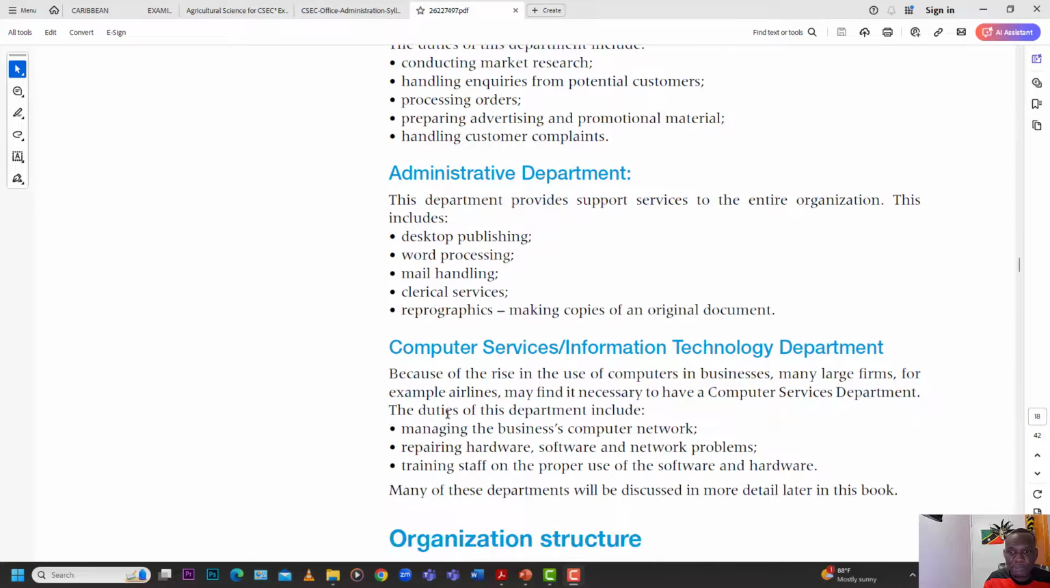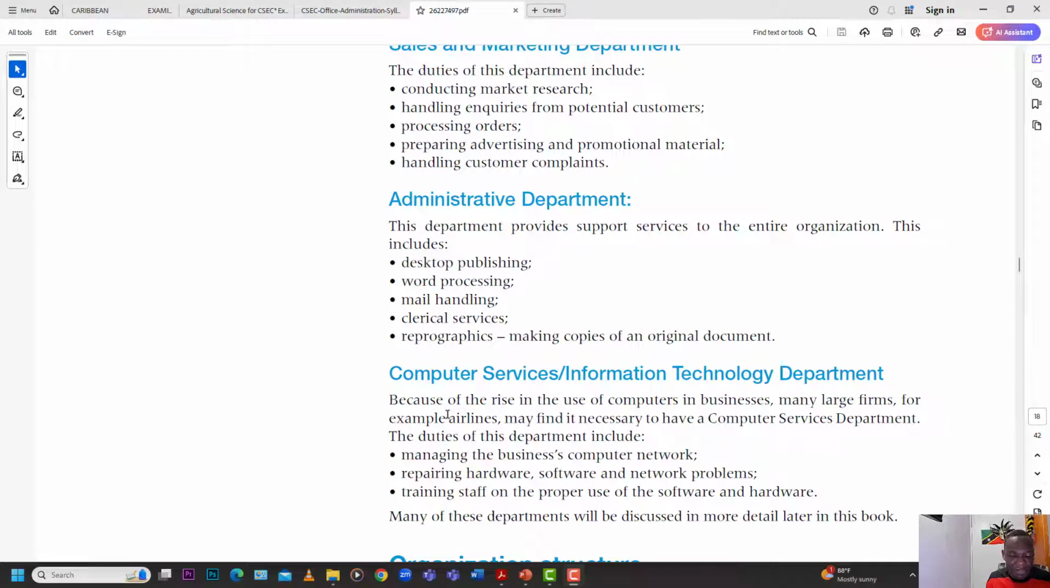And in administrative now, something that might be close to you guys in OA, right? This department provides support services to the entire organization. This includes desktop publishing, word processing, mail handling, clerical services, reprographics, making copies of an original document.